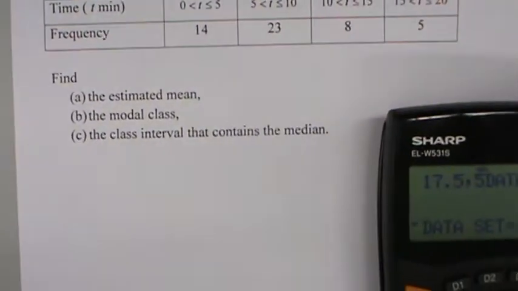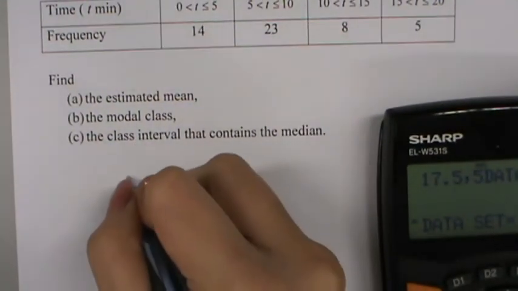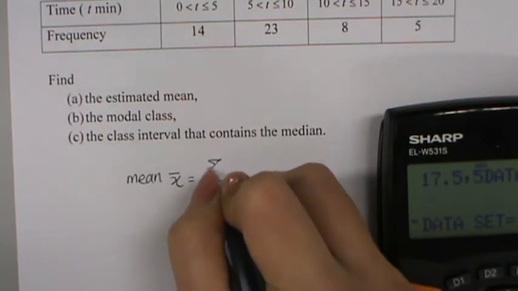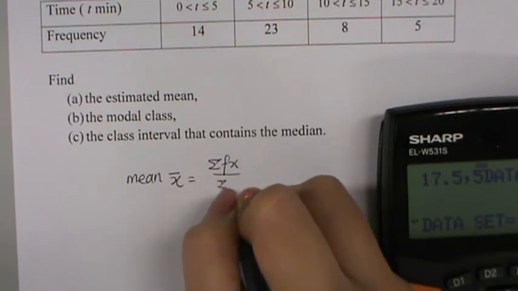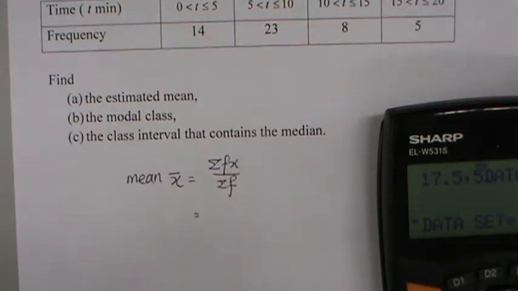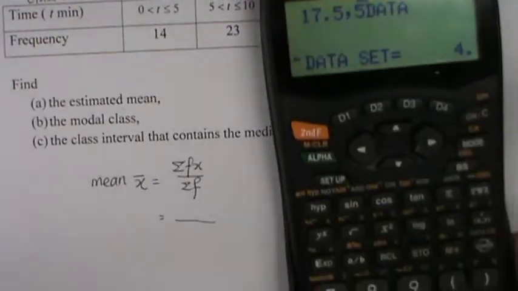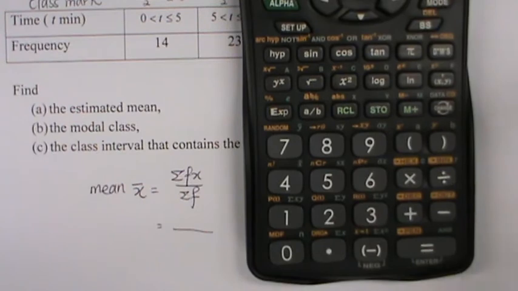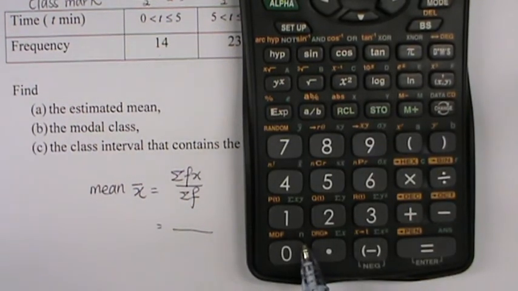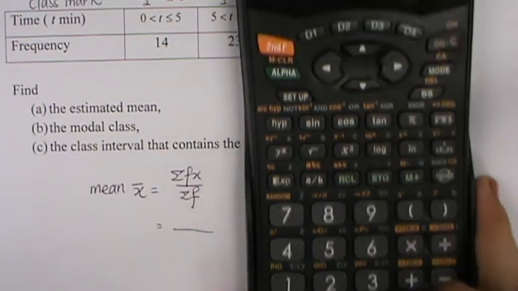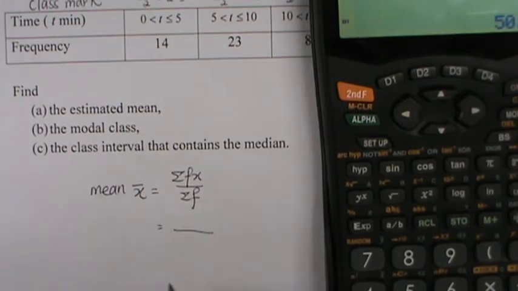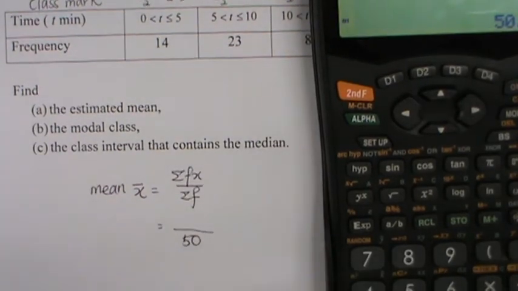Before we begin, we must always make sure we write down mean x bar equals summation fx over summation f. Now let us find our summation f. Where do I find my summation f? It is given by RCL, recall, and look for the number 0 where there is an n, meaning the number of data set, and that is 50. So my total summation of frequency will be 50.